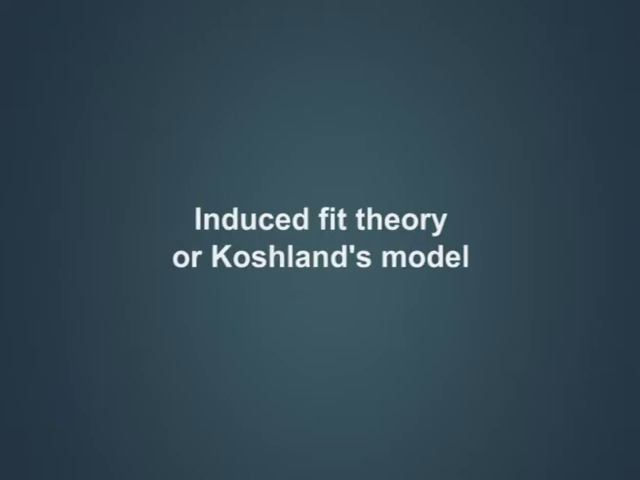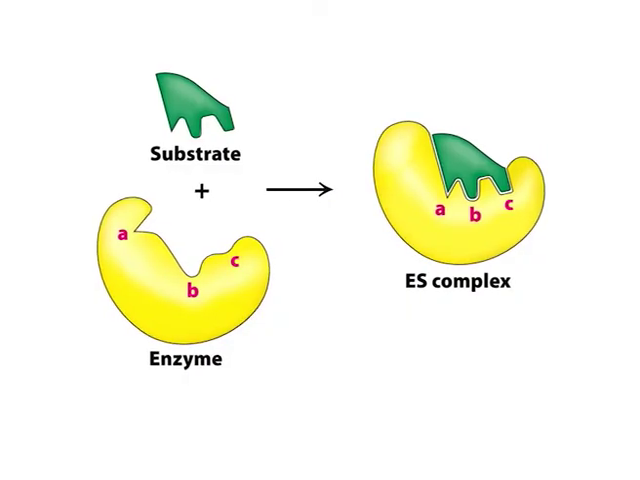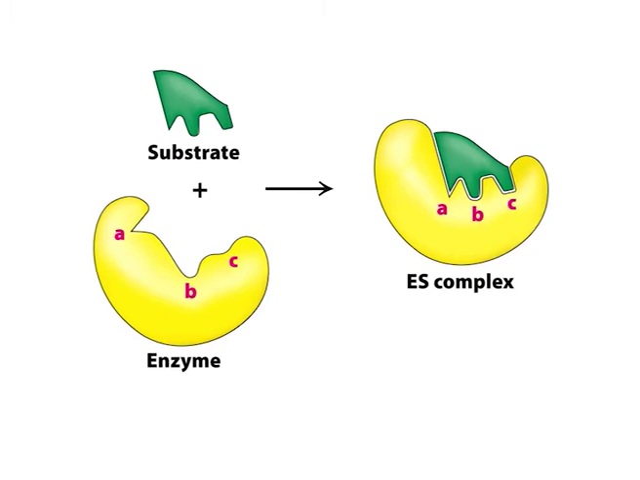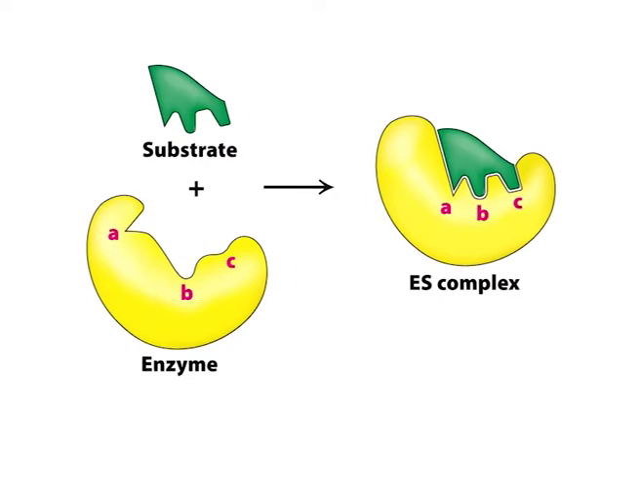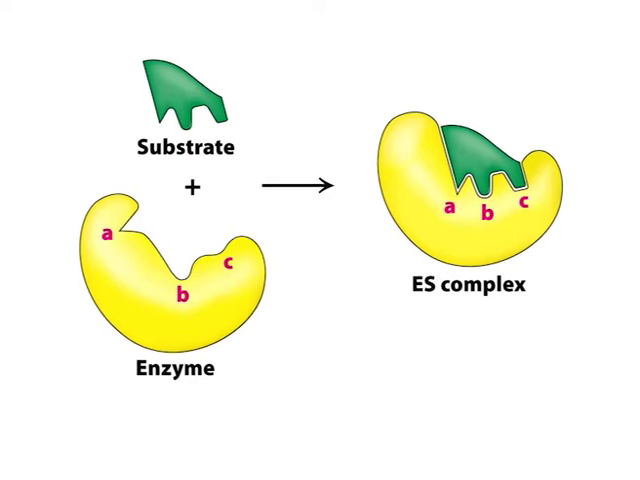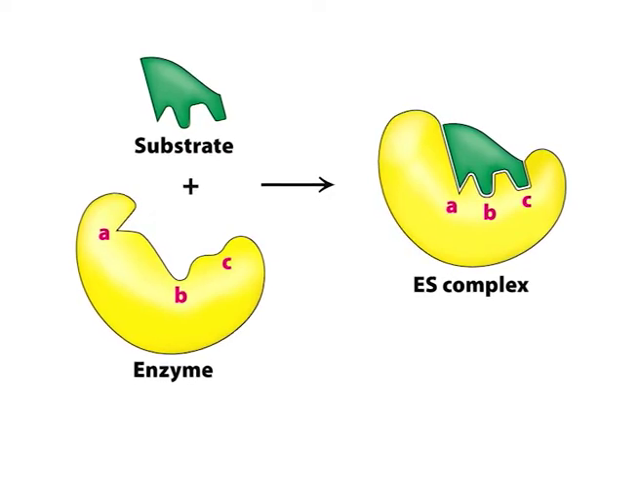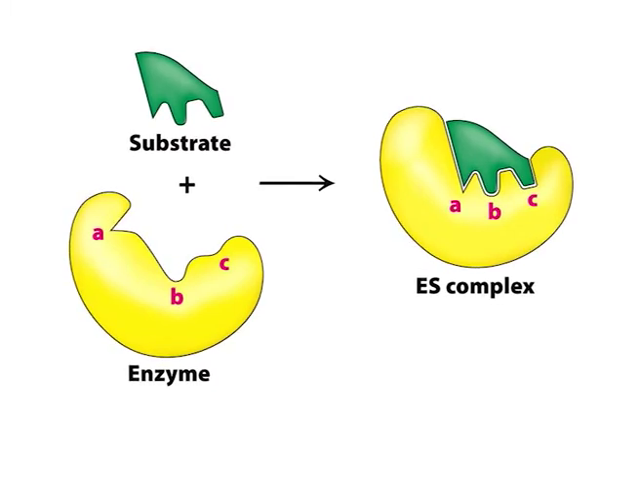The second theory related to enzyme substrate complexation is the induced fit theory or Koshland's model. Koshland in 1958 proposed a more acceptable and realistic model for enzyme substrate complex formation. As per this model, the active site is not rigid and pre-shaped. The essential features of the substrate binding sites are present at the nascent active site. The interaction of the substrate with the enzyme induces a fit or conformation change in the enzyme, resulting in the formation of a strong substrate binding site.